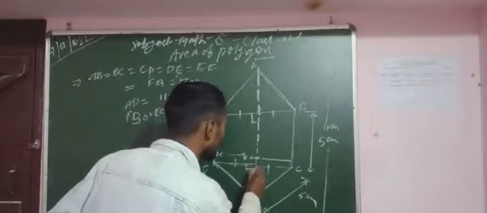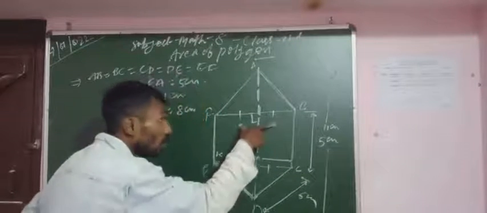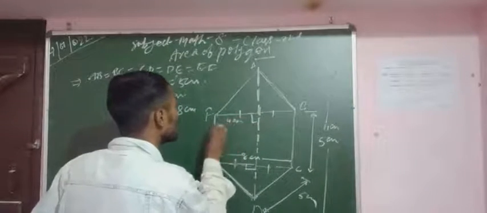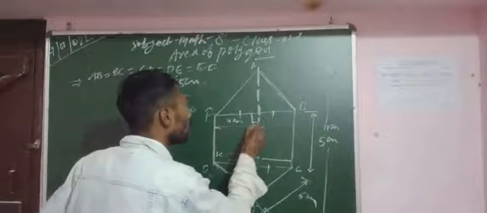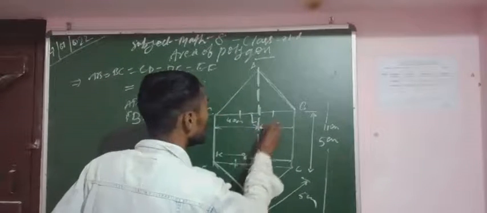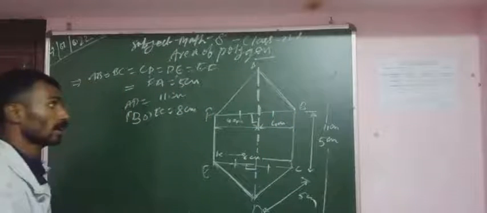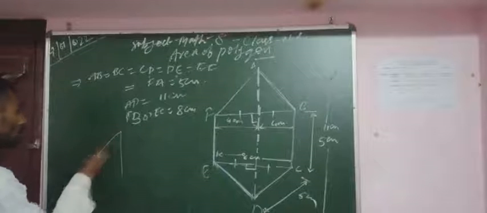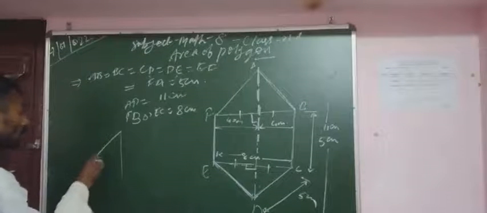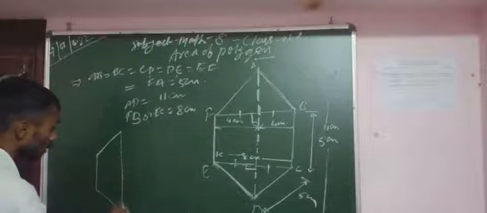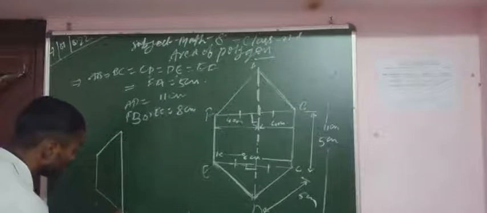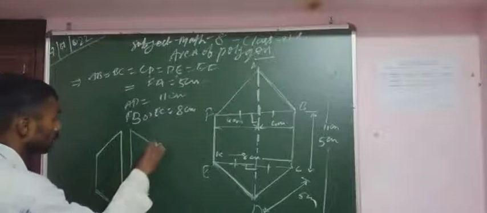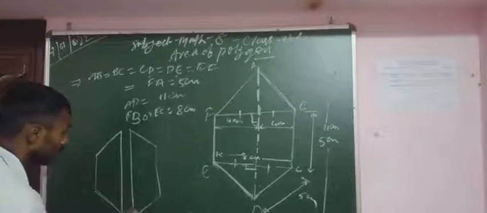Now look at this. The whole line is 8 centimeter, so obviously this length is 4 centimeter, and also this length is 4 centimeter. Now the figure is divided into 2 parts. Now the figure looks like that. This one is the first part, and similarly this one is the second part.